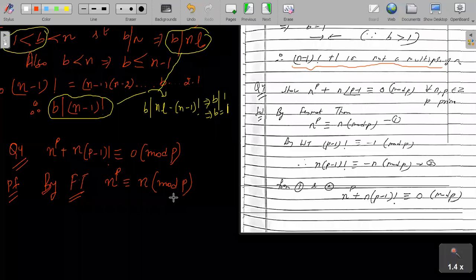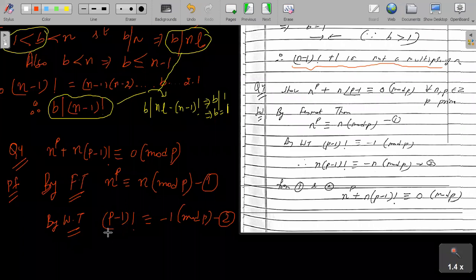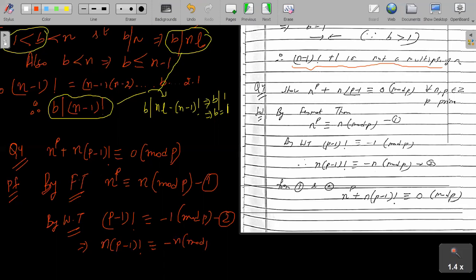Is it clear? Yes, ma'am. Right. Also by Wilson's theorem, p minus 1 factorial is congruent to minus 1 mod p. But if you look at the question above, you need n along with p minus 1 factorial. So if I multiply both sides by n, n into p minus 1 factorial is congruent to minus n mod p. Is it fine? Yes, ma'am.